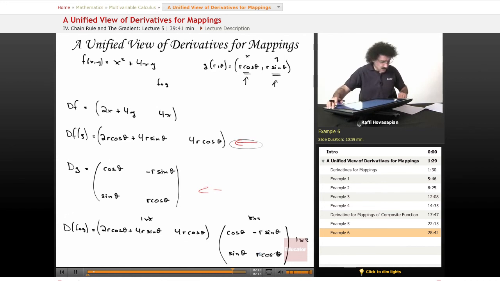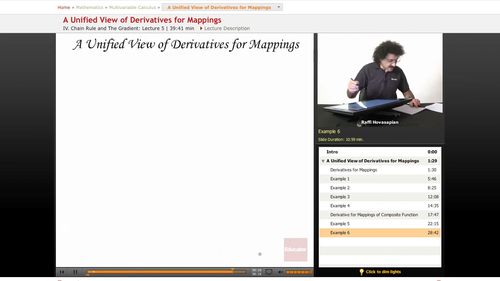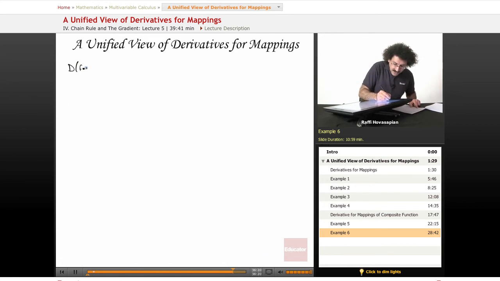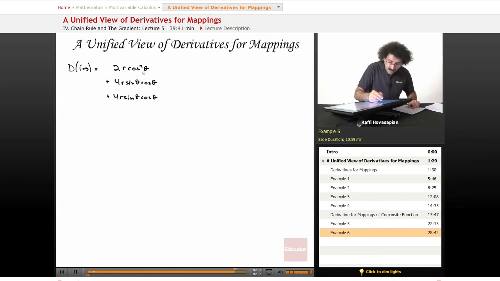Okay, so now let's do this multiplication. When we actually multiply it out, here is what we get. We get the derivative of f of g is equal to 2r cosine squared theta, I'm going to write it vertically, plus 4r sine theta cosine theta plus 4r sine theta cosine theta. Now I can put some things together. That's not a problem. 4r sine theta cosine theta plus 4r sine theta cosine theta is 8r sine theta cosine theta, but I'll just go ahead and leave it like this.